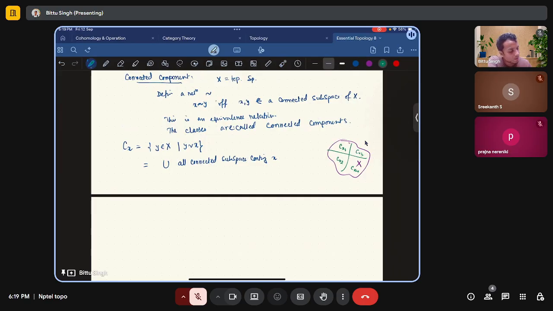Now, similarly, we can define path connected components. So what will be an example? For example, if we take that same example, 0, 1 disjoint union 2, 3, it has two components, right? You can see that this is the part 0, 1, and this is the part 2, 3. So it has two components.